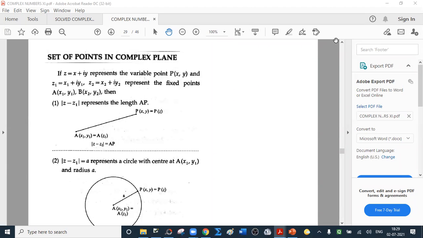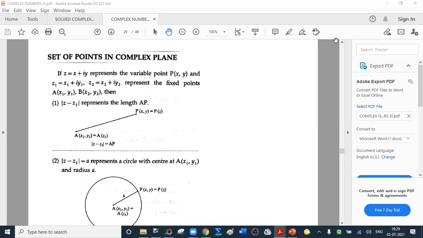Now, this is an interesting part. Actually, you require this in higher mathematics, that is in engineering. But let us discuss this. The title is Set of Points in Complex Plane.